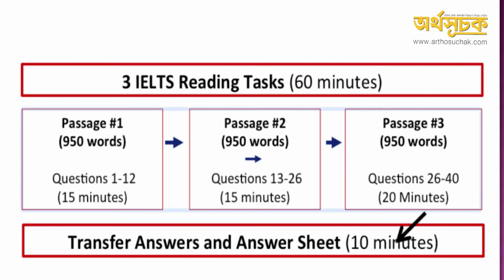consists of question 1 to 12. We should try to solve it within 15 minutes. Similarly, questions 13 to 26 includes in passage 2, and we should also try to finish it within 15 minutes. But যেহেতু লাস্টেরটা প্যাসেজ 3টা অনেক ডিফিকাল্ট হবে, সো আমরা এখানের জন্য 20 মিনিটস রাখতে পারি এবং এখানে কোয়েশ্চেন থাকবে 26 to 40 and transfer your answer.